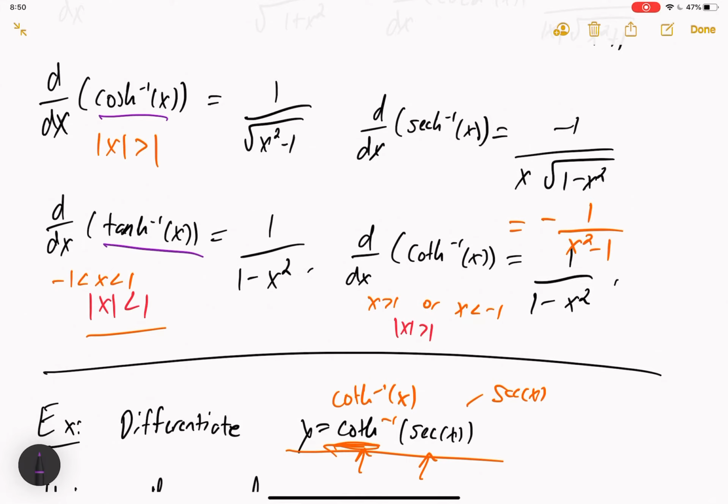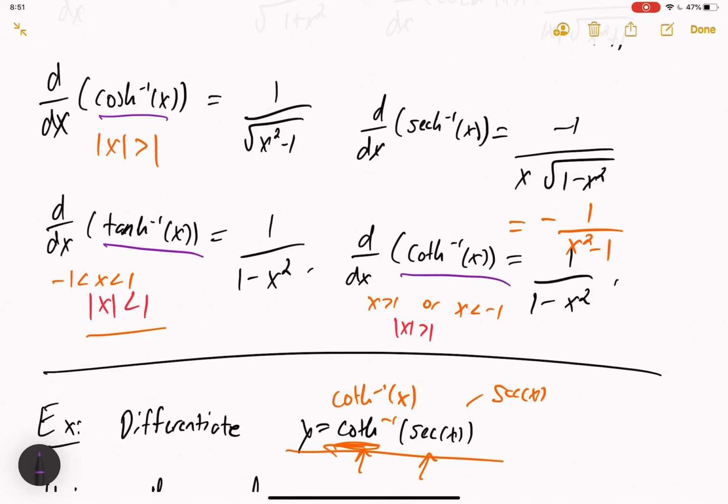So, tangent inverse of x is defined whenever x is going to be... well, no, when x is between -1 and 1, or when x is, in absolute value, less than 1. And the cotangent version of that is basically going to be defined everywhere else. So we see that x just can't equal 1 or -1, otherwise we divide by 0.